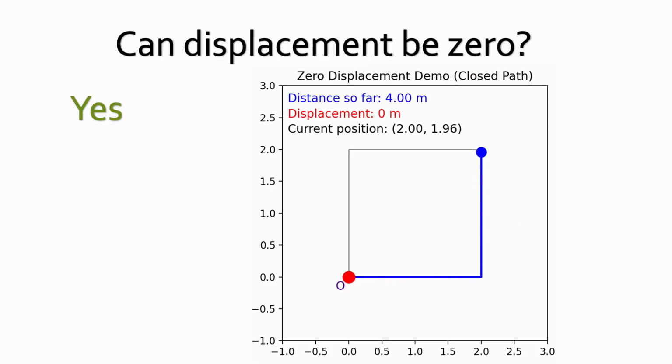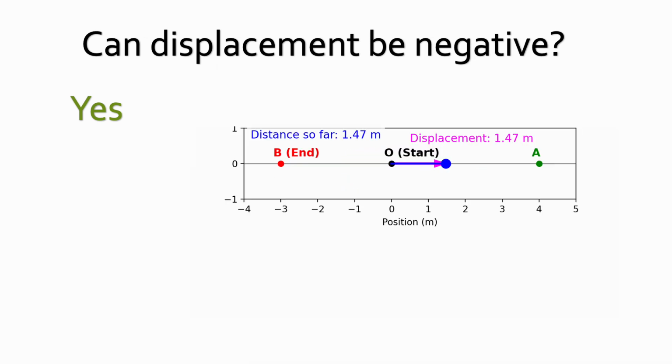Yes, displacement can be zero even if you have traveled a certain distance. In this example, the path forms a closed loop. We start and end at the same point. The total distance traveled is not zero, but displacement is zero because the change in position is zero. This is a key difference between distance and displacement.